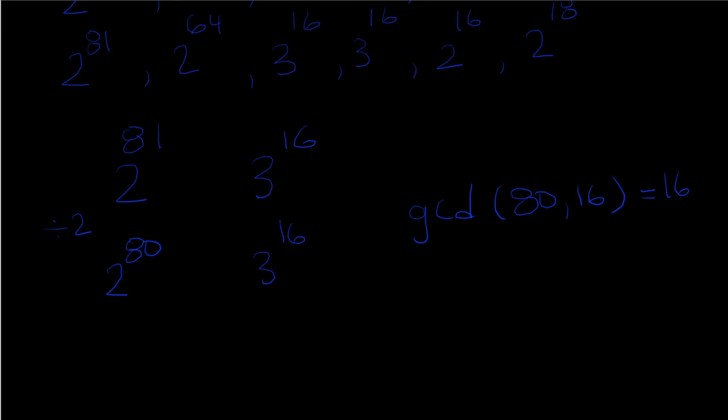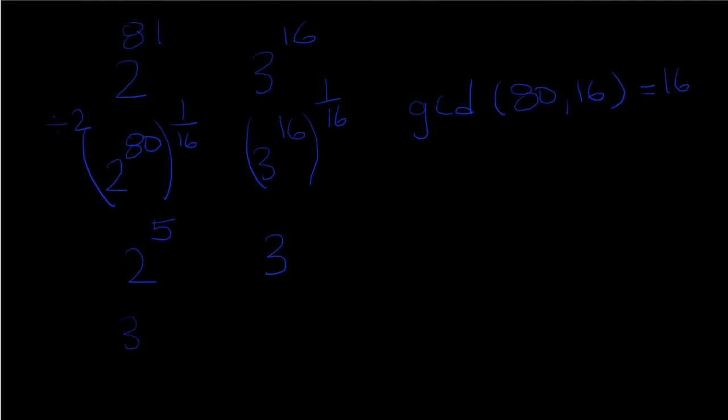So I'm going to raise both sides to the 1 over 16th power. So in other words, I'm going to be taking the 16th root of both sides. And the reason I'm going to do that is because an exponent to an exponent you multiply. So these numbers will multiply to a very nice whole number. So 80 times 1 over 16 is 5. And then 16 times 1 over 16 is 1. So I have 2 to the 5th and 3. Well, obviously 2 to the 5th, that's going to be 32. And that is definitely greater than 3.